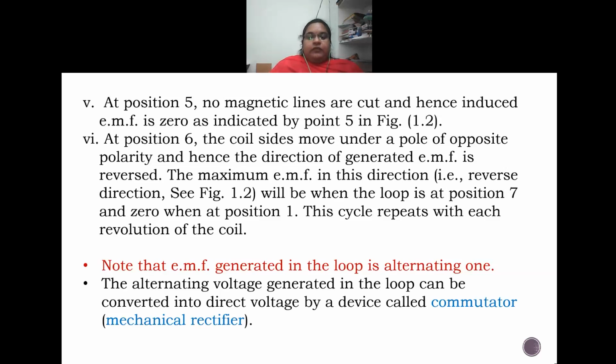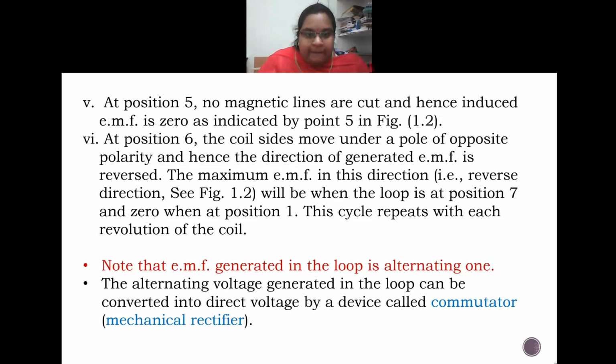Basically, the first thing we need to understand is why are we getting this alternating voltage? Why does the voltage increase at a point of time, and then because of the change of direction in the motion of the conductor, the direction of the induced EMF changes? Why is this happening? First we need to understand.